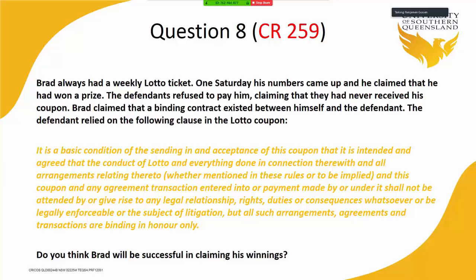What do we have here? The parties are whom and whom? The lotto company and Brad. Who's taking whom to court? Most likely Brad, because he thinks there's a contract, so he wants the money. Great. What is the premise?